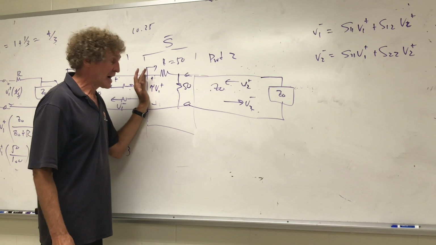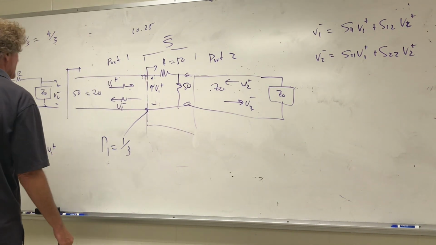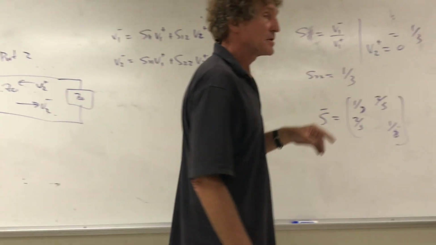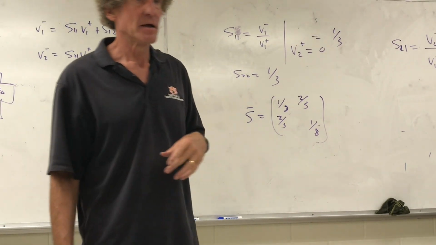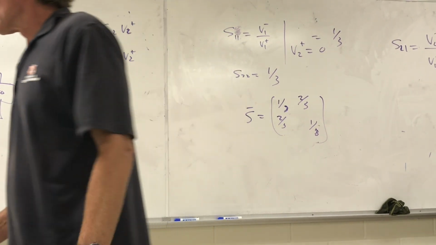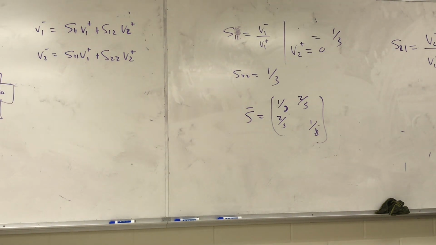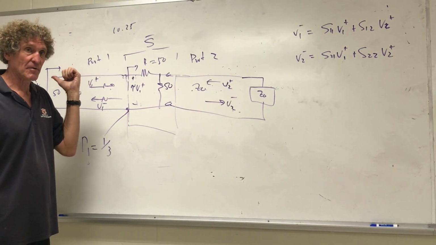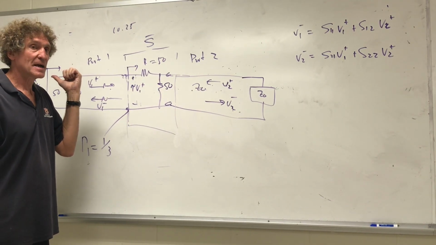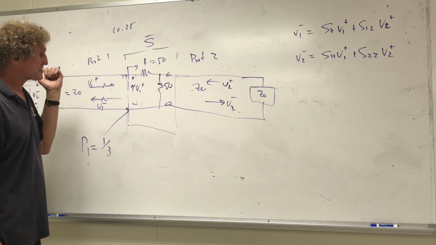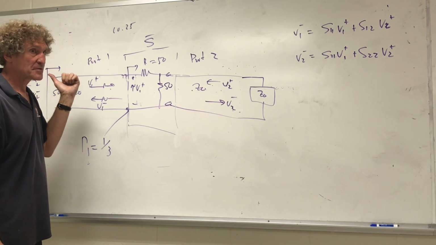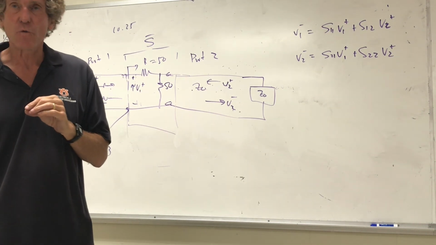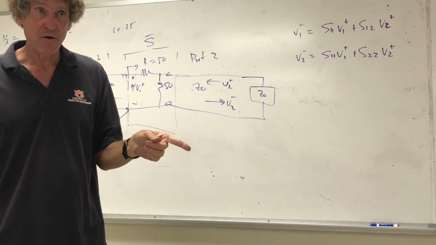With me? Now the reflection coefficient that I had here is going to be different. Now, going this way, it's going to be 75. So 75 minus 50 is 25, right? Over 75 plus 50, which is 125. So now it's 25 over 125, which is 1/5. Y'all follow me on that?